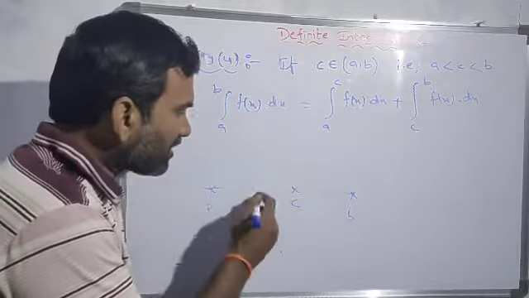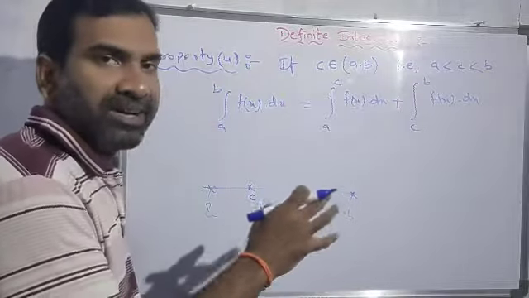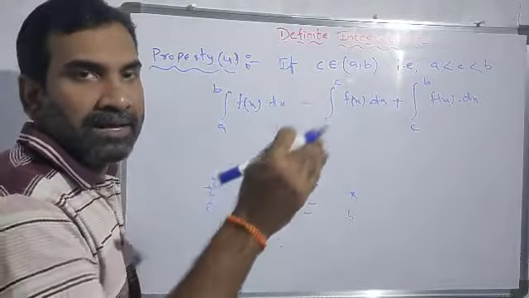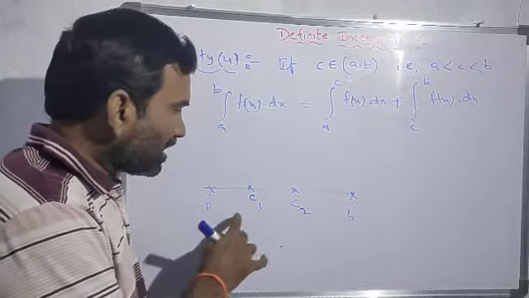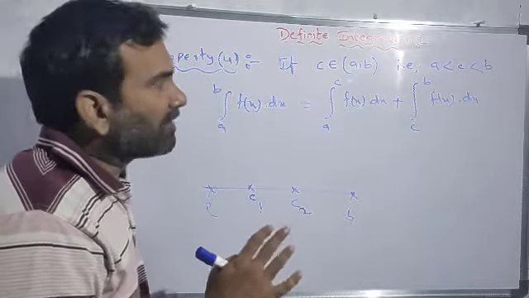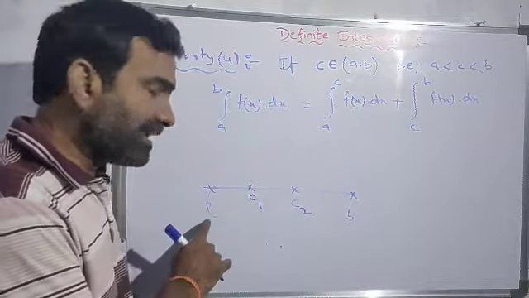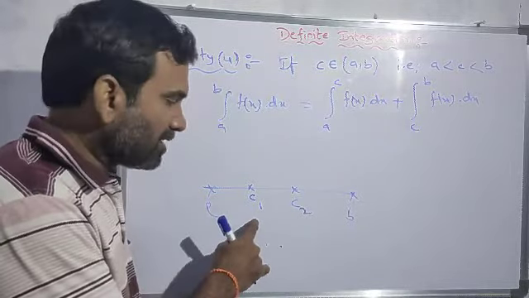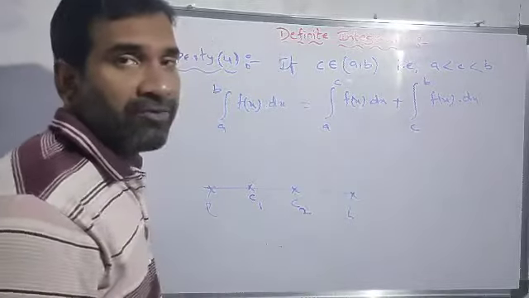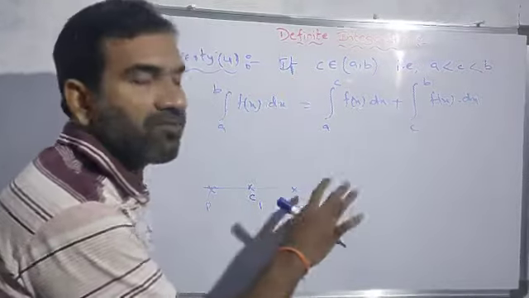If you take another point, c1 and c2, there is no problem. You can divide into a finite number of integral sums, but you have to write down the process in the correct manner. Suppose I take c1 and c2 belonging to the open interval a comma b, where c1 is less than c2. I can write it like this also: the integral from a to c1 of f of x dx, plus the integral from c1 to c2 of f of x dx, plus the integral from c2 to b of f of x dx. The total of the integral sums is equal to the integral from a to b of f of x dx.